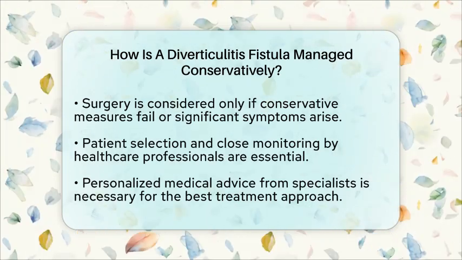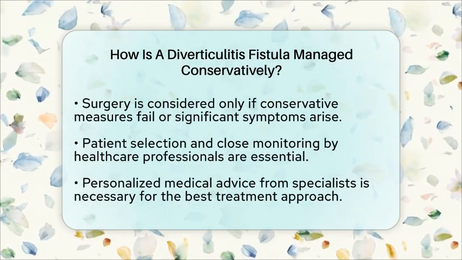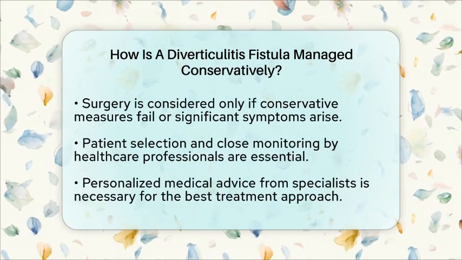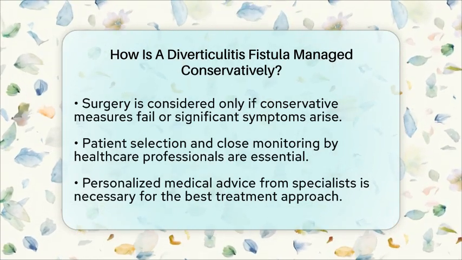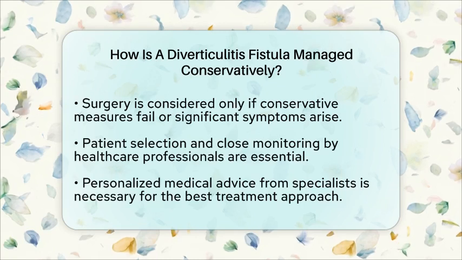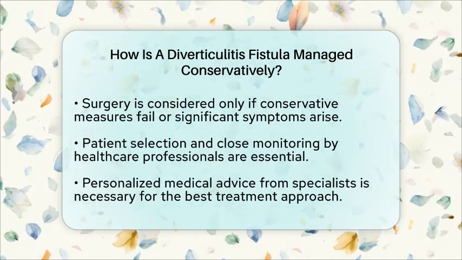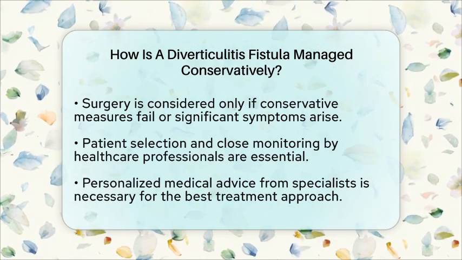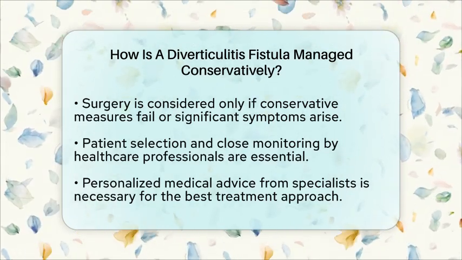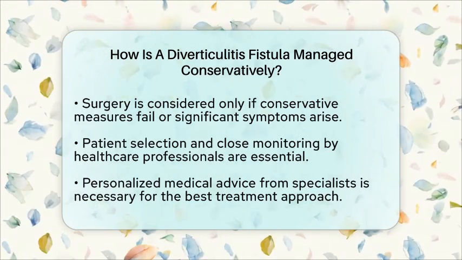In summary, managing a diverticulitis fistula conservatively involves prolonged antibiotic therapy, drainage of any abscesses, supportive care, and sometimes additional therapies like vacuum-assisted closure or endoscopic glue. Surgery is typically deferred until the conditions are optimal or if conservative treatment does not yield results. Always consult with healthcare professionals for tailored advice and treatment options.